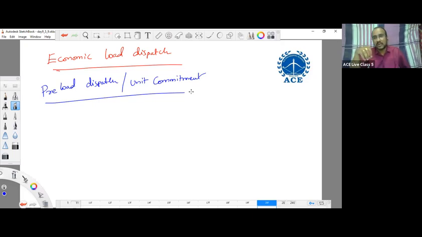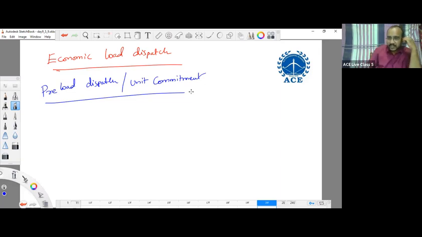We should optimally select the buses so that they are in good condition, they meet the load requirement, and the cost is also minimum. That is known as preload dispatch. First you do the planning. You search in the market and select the optimal number of buses to meet your load requirement. That is known as preload dispatch. Here, the load is in terms of power.